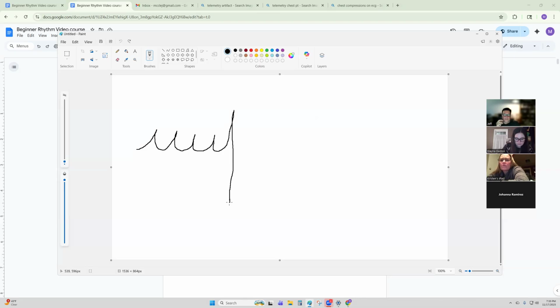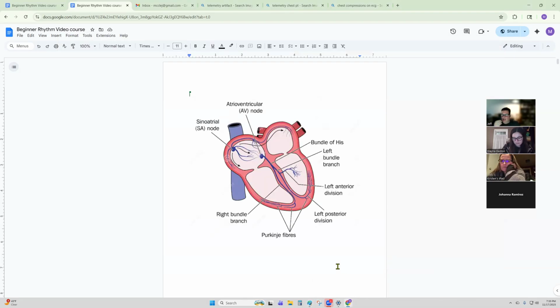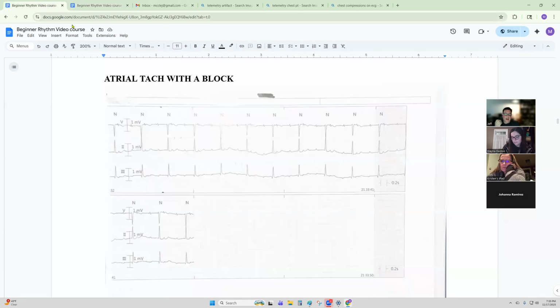Mm-hmm. So with flutter, you never have an isoelectric baseline because the atrial activity of flutter is right around somewhere between 250 and 300. Where with atrial tach, the atrial rate is right around 150 to 200. So that slows that atrial rate down a little bit and allows you to see isoelectric baseline between the atrial activity.